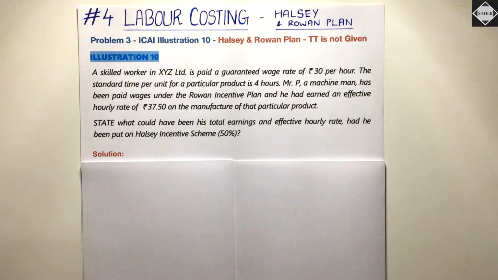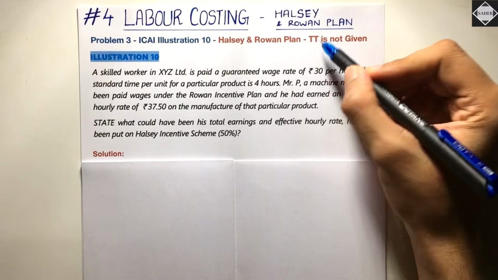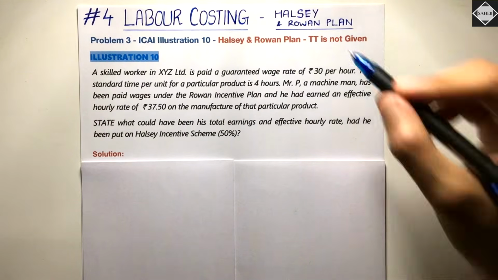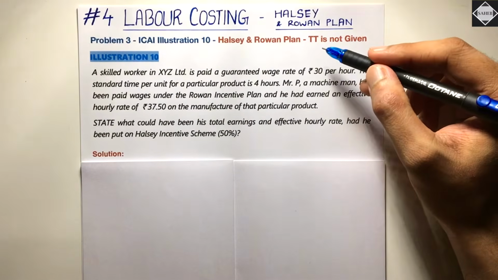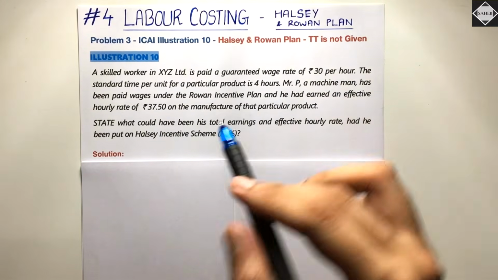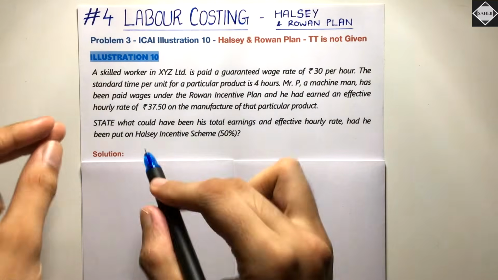So how we are going to solve this question? It's really simple. First we have to calculate, you know, time taken. Why is that so? Because how can you calculate the remuneration and everything under Halsey plan if you don't know the time taken? You have to calculate first the time taken, isn't it? Yes. So first we have to do that, right? How will we do that? It's really simple. See, they have given us the effective hourly rate, so we'll use the formula of effective hourly rate.